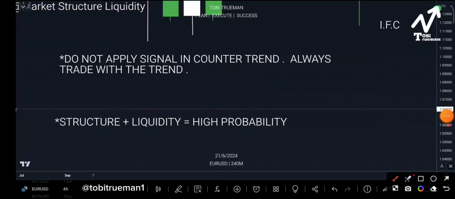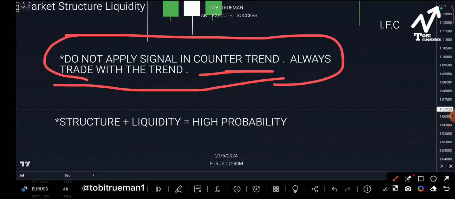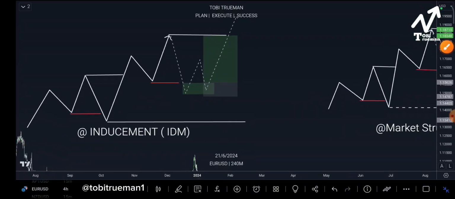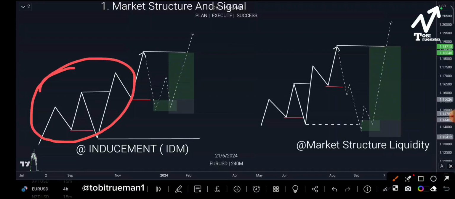One of the major rules you have to follow is do not trade or apply signals in counter trend. Always trade with the trend. What I'm trying to say here is this. For example, you will see that price will be making this type of structure in a bullish market. This is inducement. Price has taken inducement.